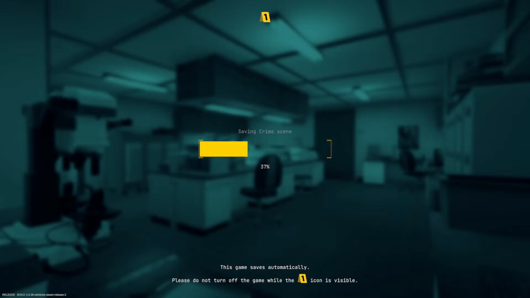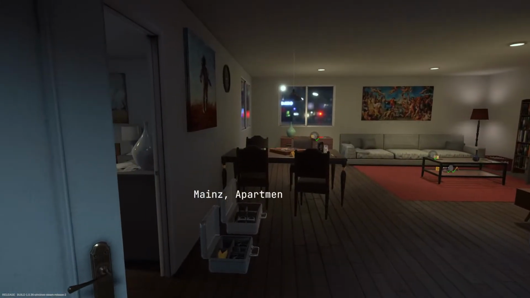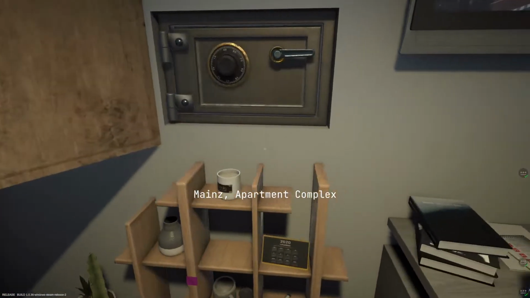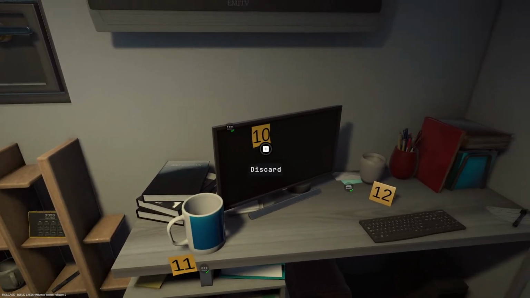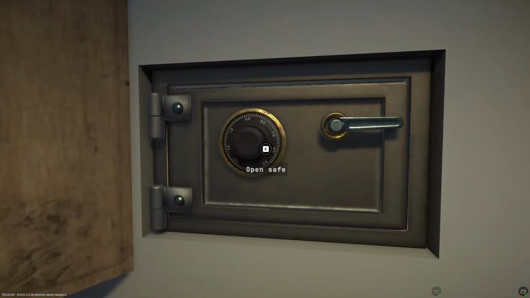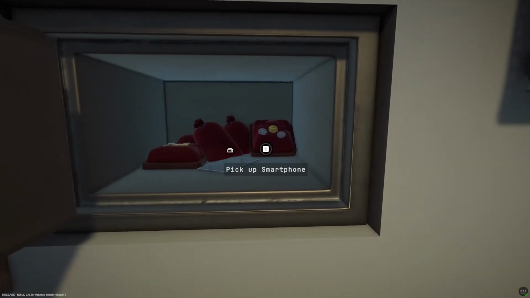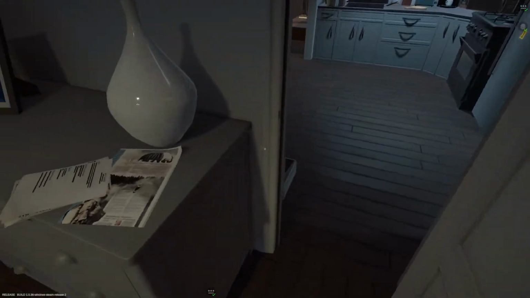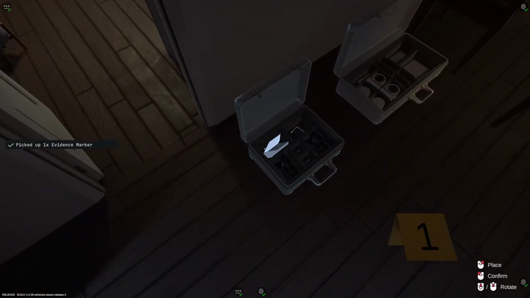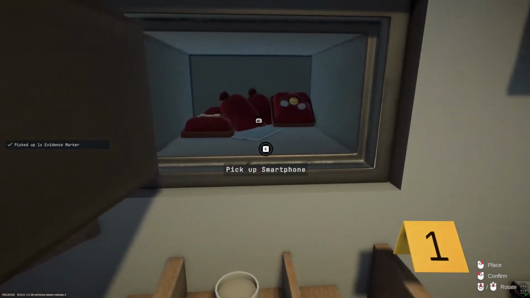Let's see if the password that we have matches this. No, that wouldn't be the combination for that, right? Oh, I guess we do have the code? Okay. I guess we have the combination. Let's go ahead. Let's put an evidence marker on this.